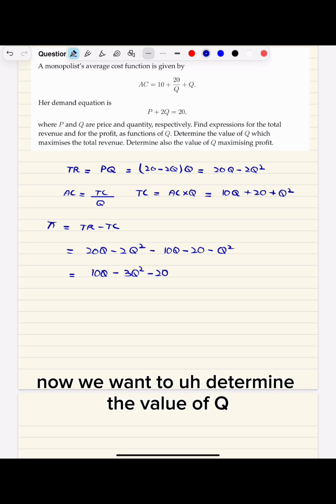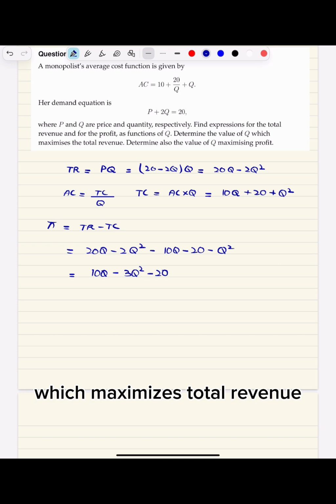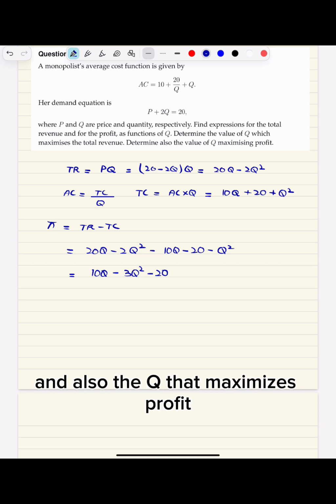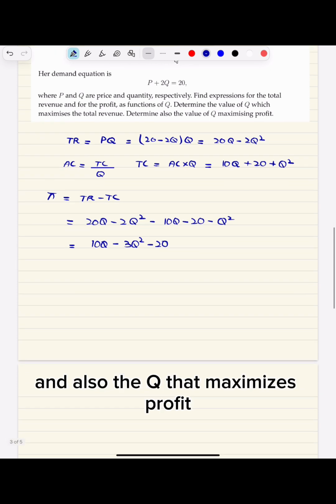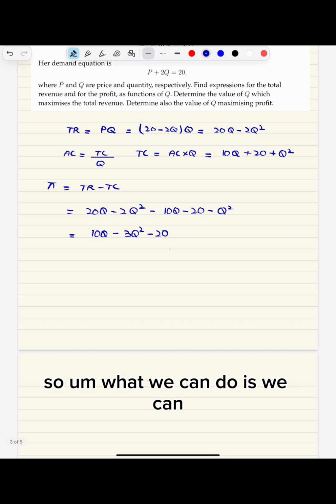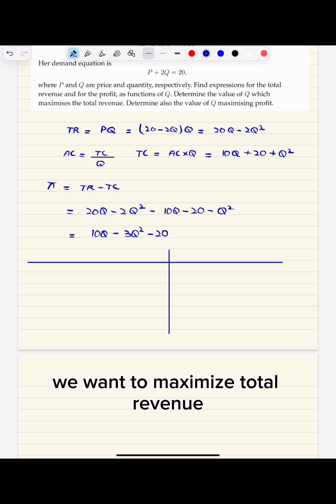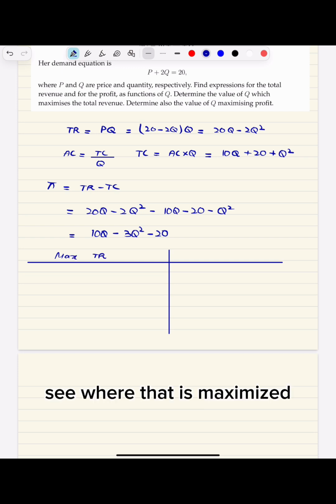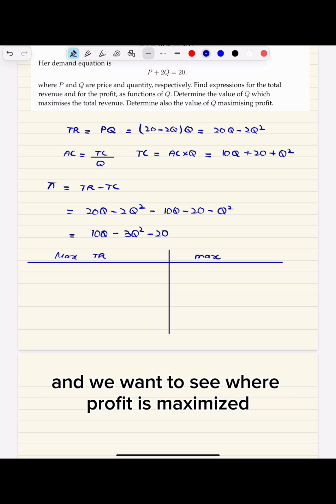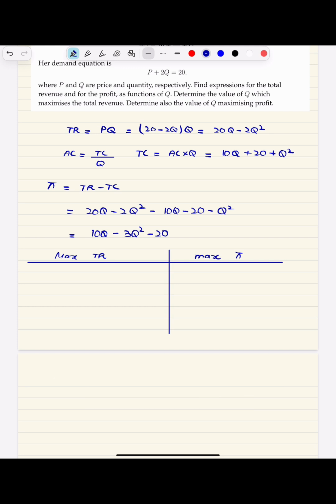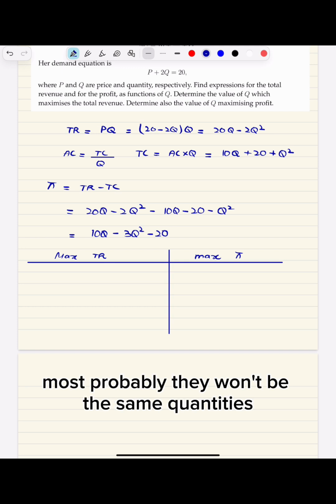Now we want to determine the value of q which maximizes total revenue, and also the q that maximizes profit. So what we can do is we want to maximize total revenue, see where that is maximized, and we want to see where profit is maximized. Most probably they won't be the same quantities.